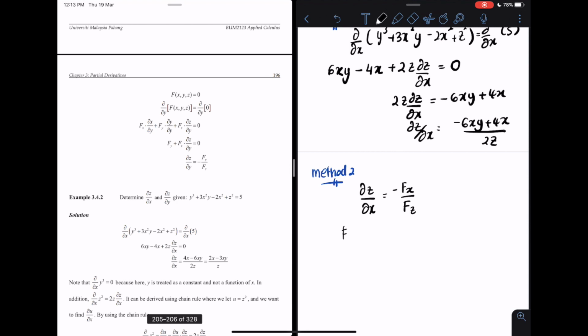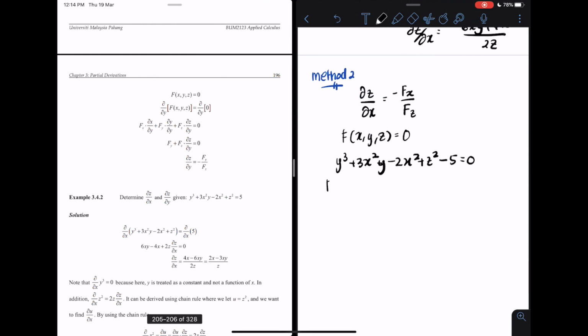I have to rewrite the equation given to me and equate it equal to 0. This is necessary, or else your answer will be invalid. So in this case, I will get y cubed plus 3x squared y minus 2x squared plus z squared minus 5 equal to 0.